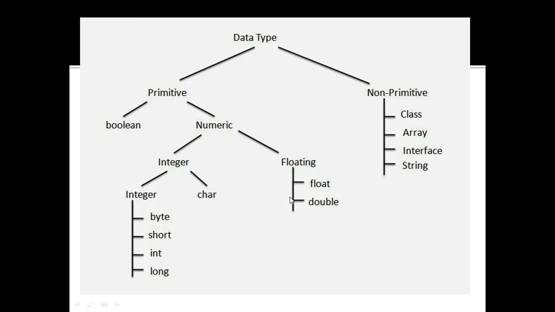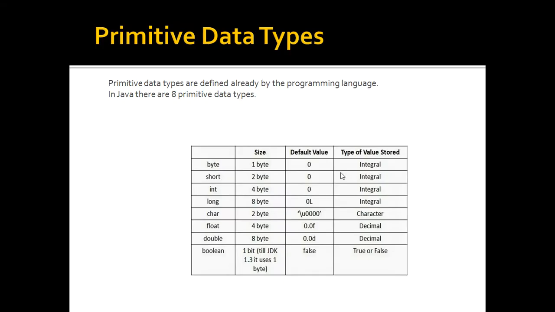So here we have two types of data types: primitive data types and non-primitive data types. So under primitive data types, we have Boolean, numeric, and under non-primitive data types, we have class, arrays, interface, and string. And let's start with the primitive data types, and we are going to have a small discussion regarding non-primitive data types in the upcoming sessions. So first, start with the primitive data types.